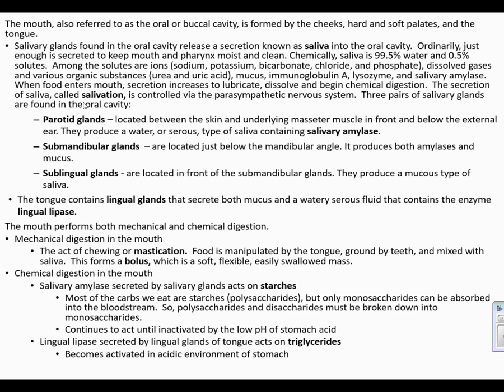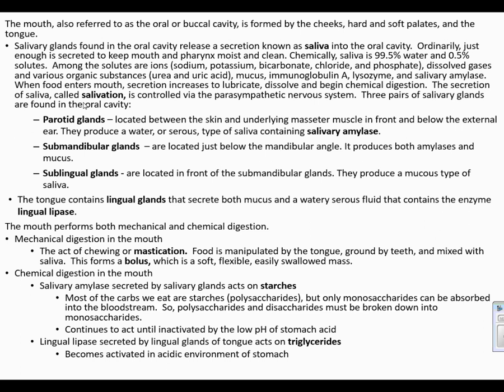We have a pair of parotid glands. These are located right here in your cheeks, underlying your masseter muscle, in front of and below the external ear. They produce a watery or serous type of saliva that contains salivary amylase. We'll talk more about salivary amylase in just a second.